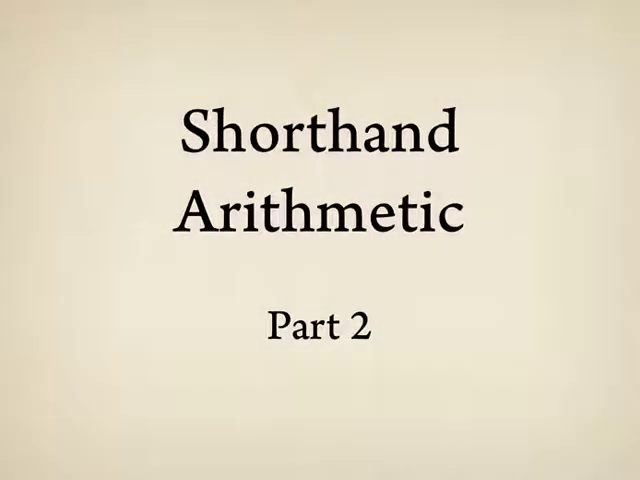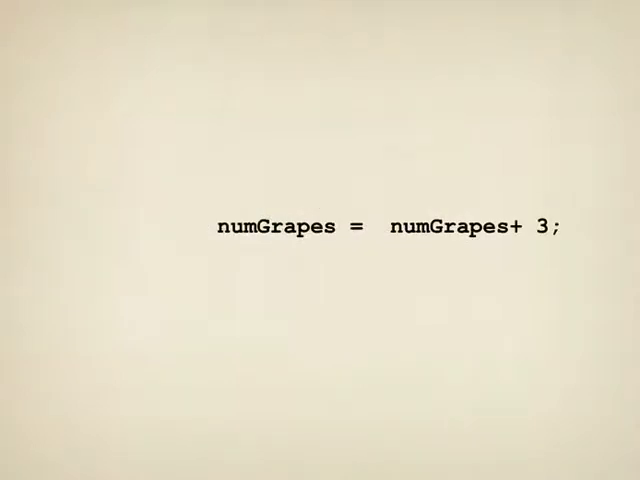In part 1, we saw how to use shortcuts to automatically add and subtract 1 from a variable. But suppose you want to add or subtract some other number, like 3. So perhaps you have a line like this: numGrapes = numGrapes + 3. If we just wanted to add 1, we could say numGrapes++. But I want to add 3. So how do I write that? Well, there's a shorthand for exactly this.